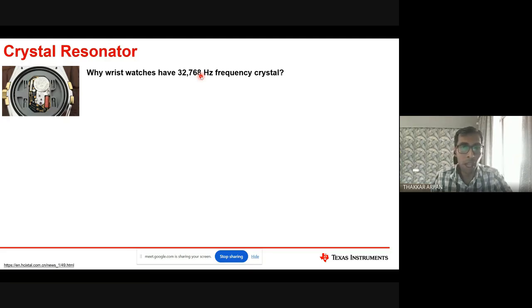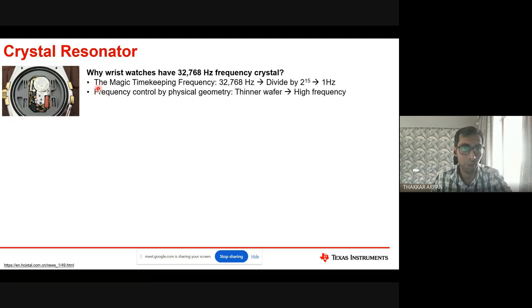Now why did people choose this frequency? Such a weird frequency. Usually we like 1 megahertz, 1 kilohertz, 10 kilohertz. Why this weird frequency? That is because these wristwatches were made a long time back. At that time, integrated circuits were not so popular, but they knew the circuits. They used to build the circuits around it separately, like frequency dividers.